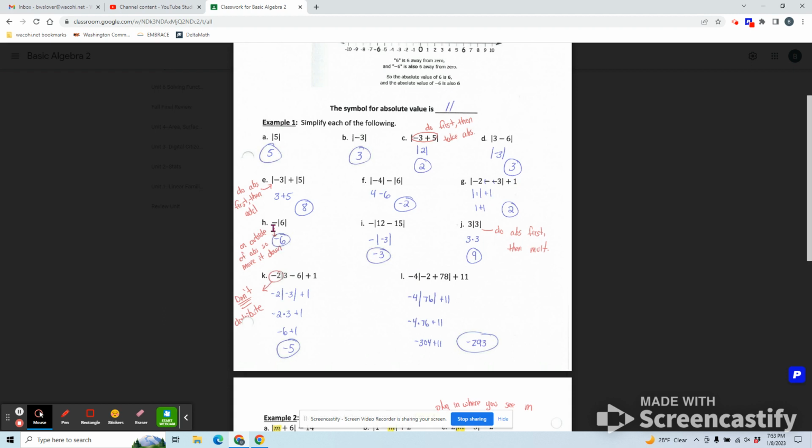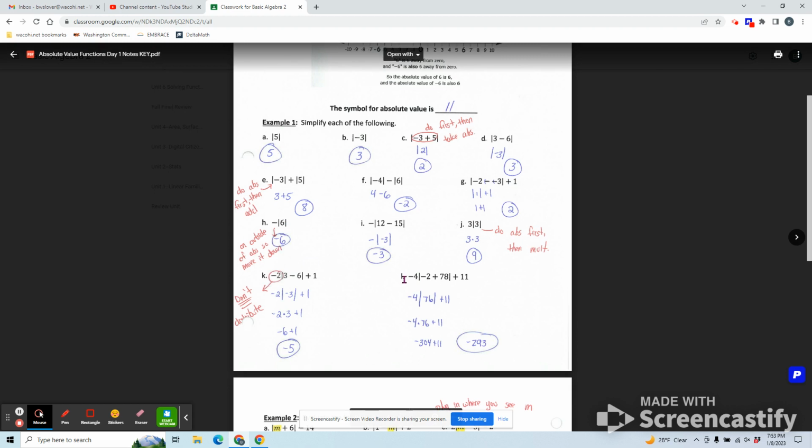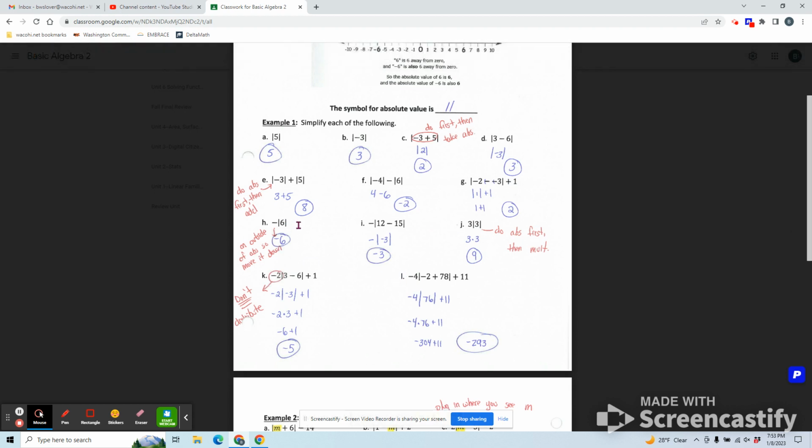Letter H, I do not take that negative and distribute it inside. Okay, that's not what we're doing. It's the same thing on I and J and K and L. You do not distribute anything inside the absolute value. You do the absolute value first. Whatever's inside of the absolute value bars, you do that first.